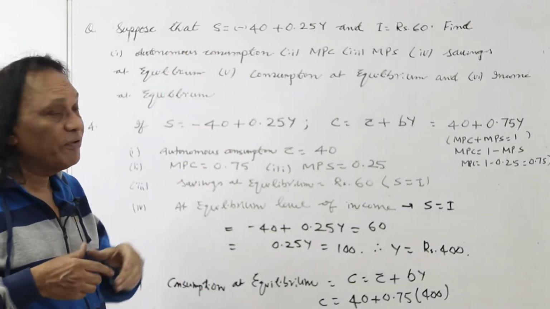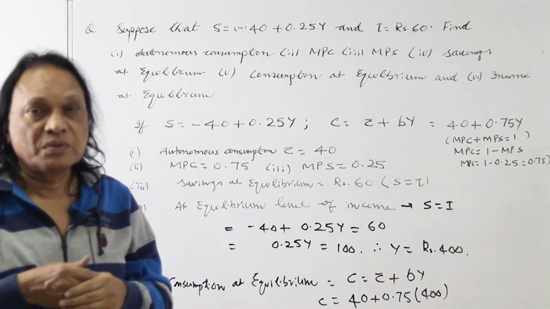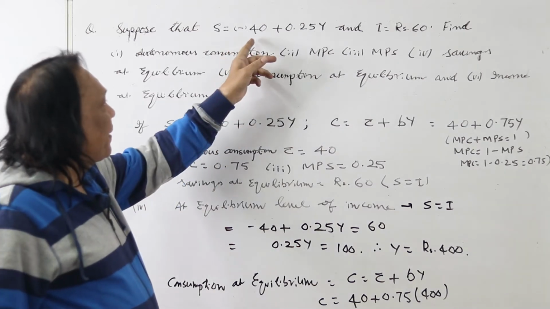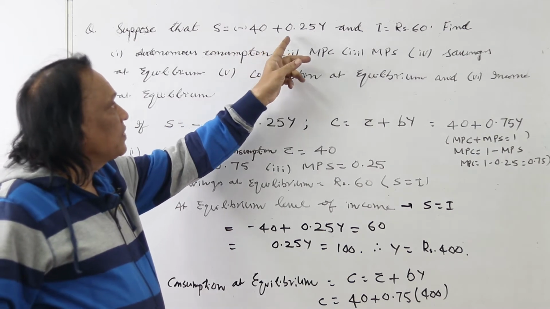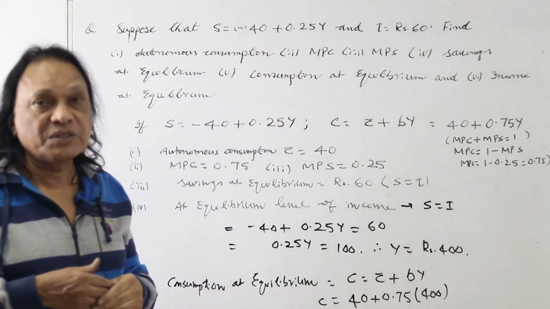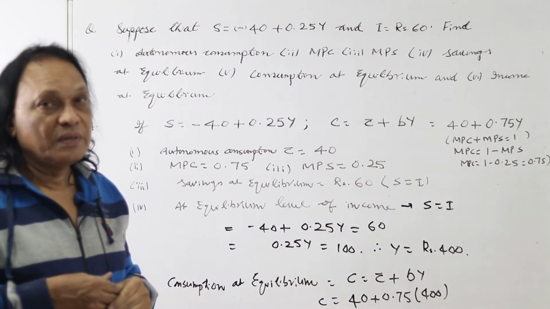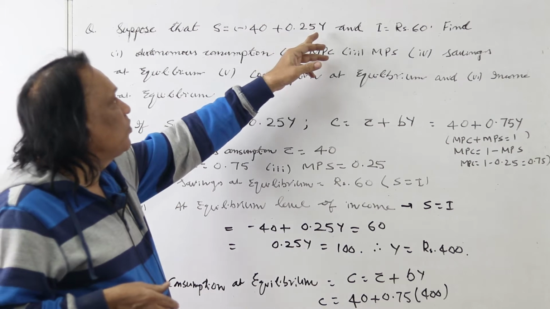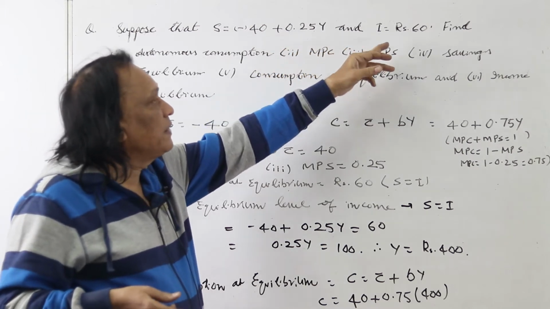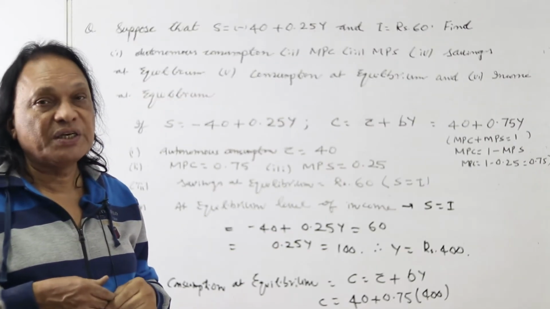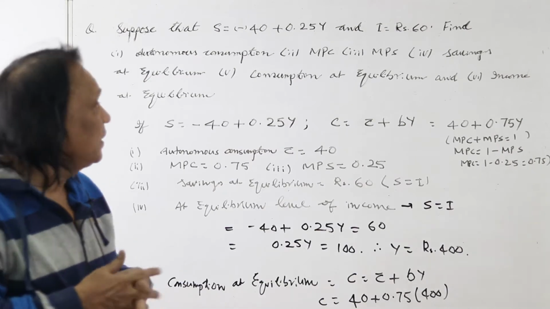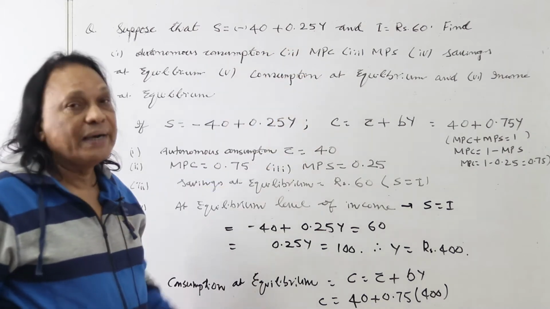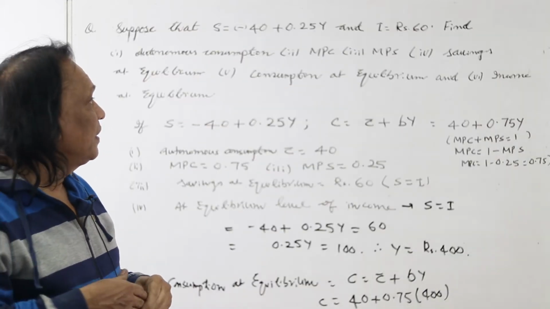Suppose that the saving function, or propensity to save, in the economy is given as minus 40 plus 0.25y. This is nothing but MPS. That means whenever the income goes up, the savings in the economy go up by 0.25y, and I, investment, is 60, that remains constant, autonomous investment. It's given to you, suppose that S is equal to minus 40 plus 0.25y and I is equal to 60.